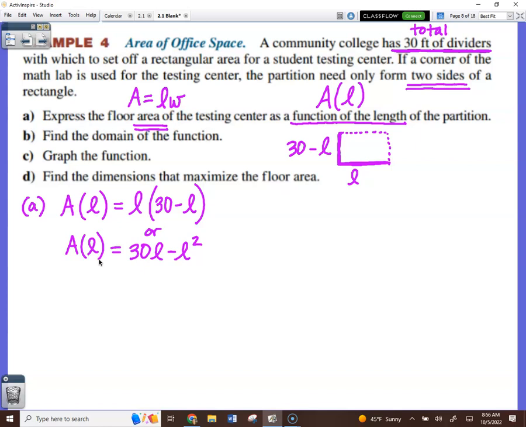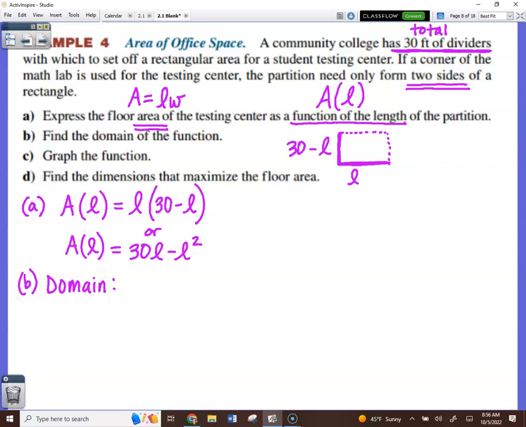Now it says find the domain. Okay, domain means what x values are allowed to be plugged in. What are we talking about here? We're talking about partitions setting up in a corner, right? So what can we not plug in? Can we realistically plug 0 in? No, because that wouldn't make sense. Then you would have no length, right?